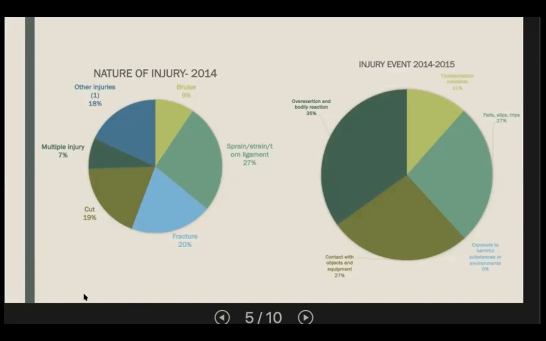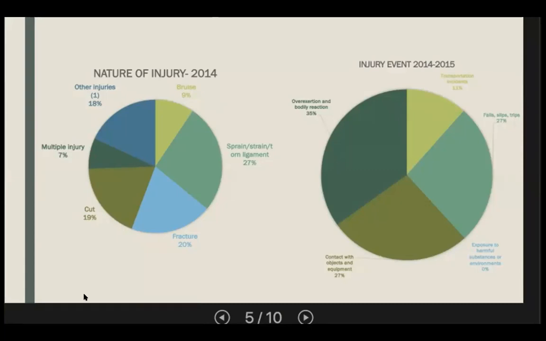Obviously, farming is hard work, and you can see that when you look at the injury event chart. Overexertion and body reaction is the main thing that leads to injuries in agriculture. But falls and trips and then equipment issues are close behind, and those make up big portions as well. Exposure to harmful substances didn't contribute enough from the survey, but that could deal with who responded to the survey, and it could be because of some of the regulations that the United States has in place to monitor those chemicals.